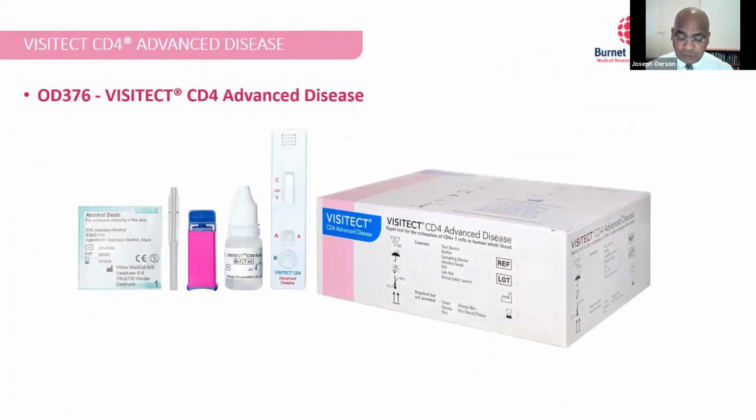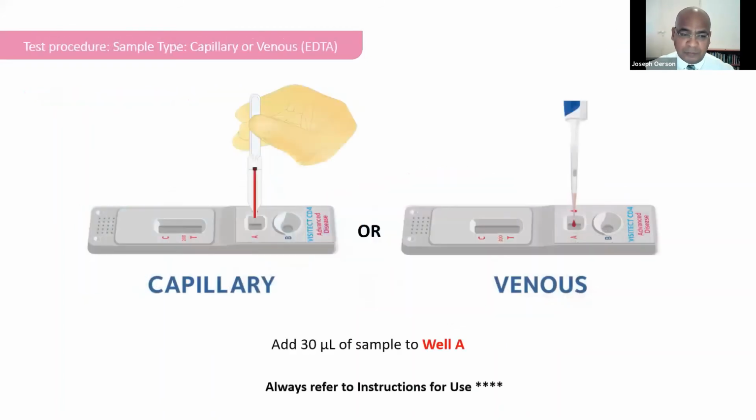So we have a solution for the challenges that we have. We have VISITECT CD4 Advanced Disease, and right in front of you, you see the product. It comes in a carton, a kit of 25. It has everything that you need to perform a semi-quantitative rapid CD4 test. You have the alcohol swab, a collection device, a retractable lancet, a buffer to perform 25 tests, and then of course the cassette to do the test.